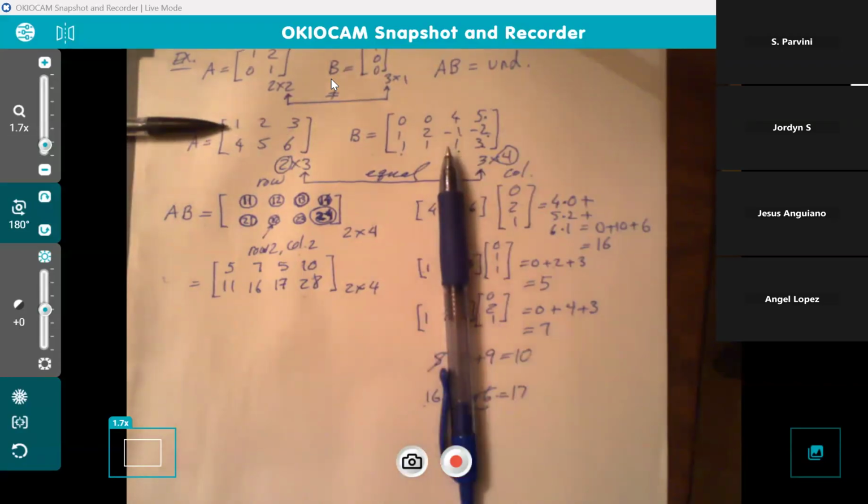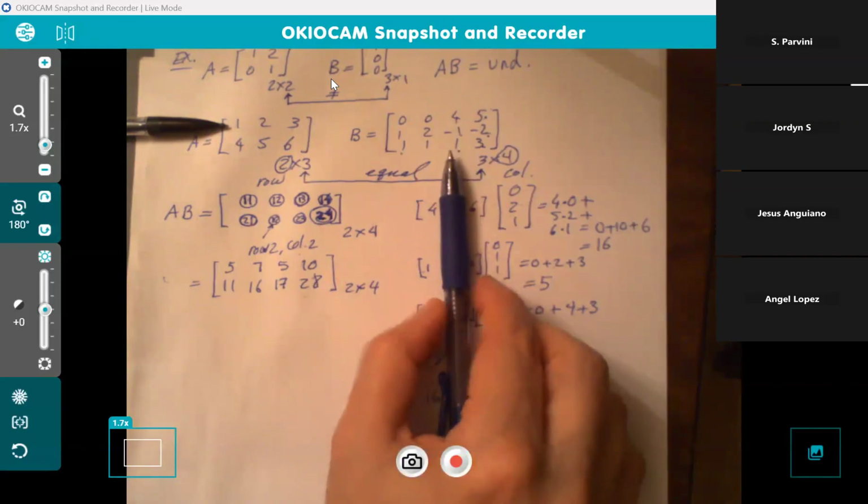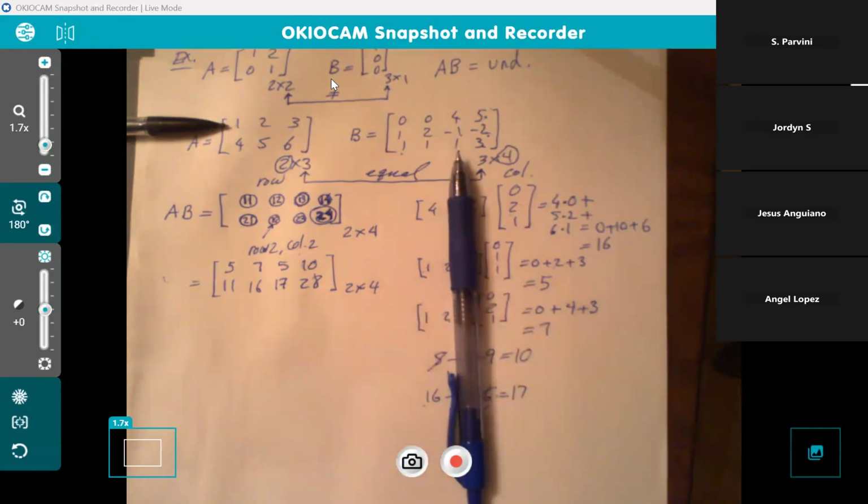Got it. Do we still address the result again as, I mean, that is a 2 by 4, so we still address it first row, second row, and whatever column we're addressing out of the 4? Correct. Correct.